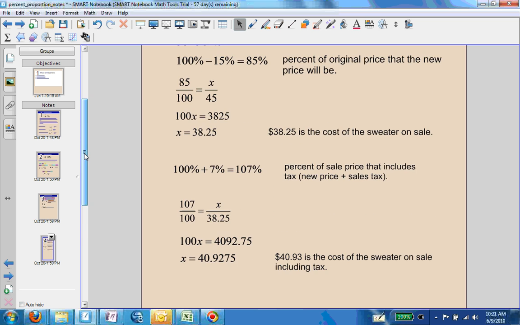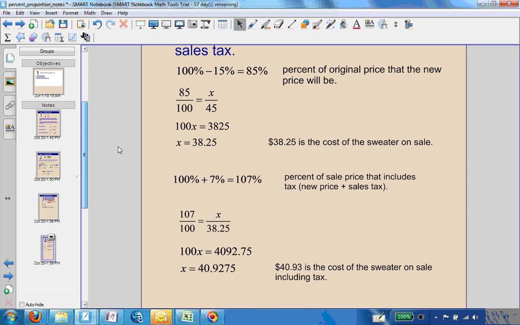So one more time to wrap that up. What we did was we found the sale price of the sweater. The sale price is 85% of the original price. Then we needed to add tax. So we took the sale price and we added 7% to it by adding 7% to 100%. So we found 107% of $38.25, which is $40.93.